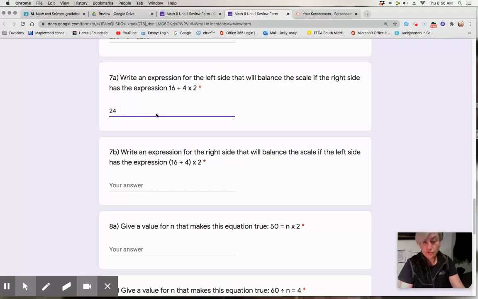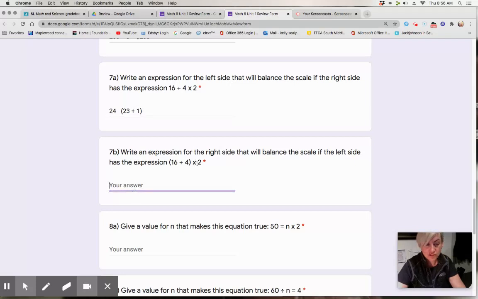So I just want you to write any 2 numbers and 1 operation sign is the minimum that could equal that. Here's a good one, 23 plus 1. It can be anything that equals 24, your expression. Your expression doesn't have to have a letter in it. It just has to have at least 2 numbers and 1 operation.